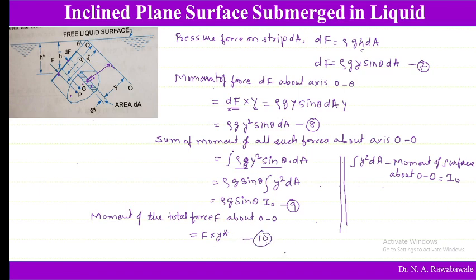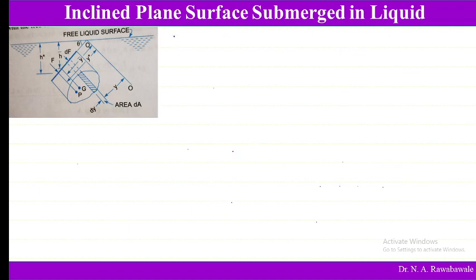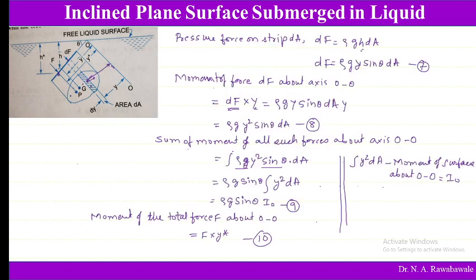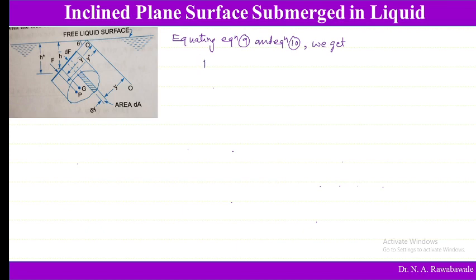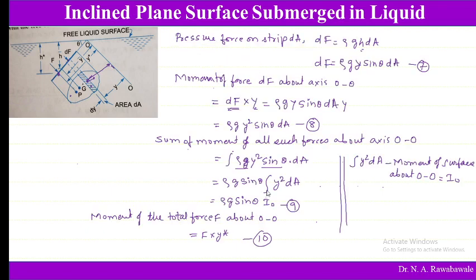So equating equation number 9 and 10, we get, equation 9 is this one, and this is 10. So F into Y star is equal to rho g sine theta I naught.